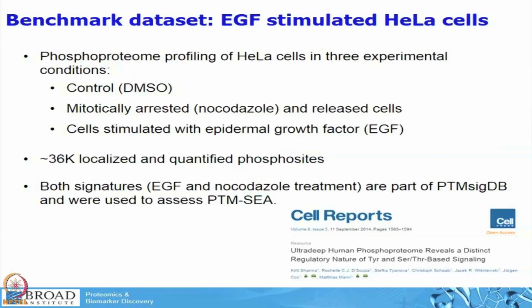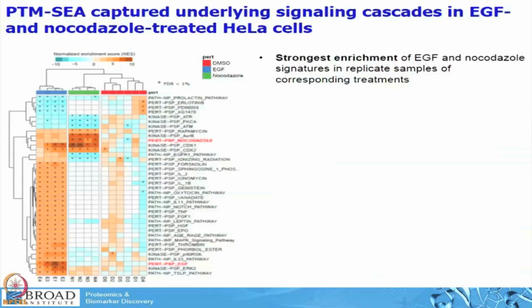So we tested that against a very well-studied data set of EGF-stimulated HeLa cells, which was published a couple of years back now in 2014. It's a very good systems biology data set to test your computational tools. We picked that one because the authors used nocodazole to mitotically arrest HeLa cells, and also EGF to stimulate phosphorylation in general signaling. Both of these signatures are in our database. So this was our benchmark data set.